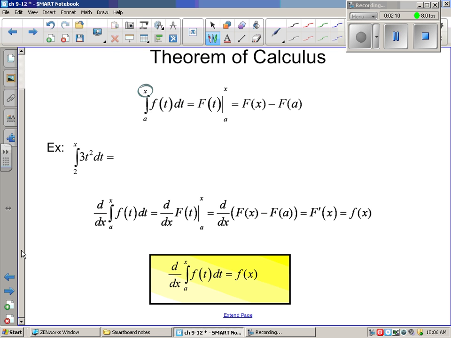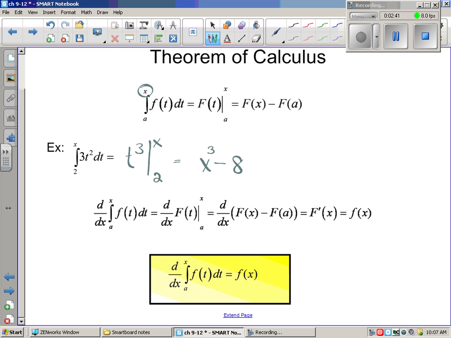So let's just do this question here. The integral of 3t squared would be t cubed, right? And we would evaluate from x to 2. And so then we would plug that in for the t. And so that would become x cubed minus 2 cubed, or 8. Does that make sense? So we simply plugged in that x. Does that make sense?